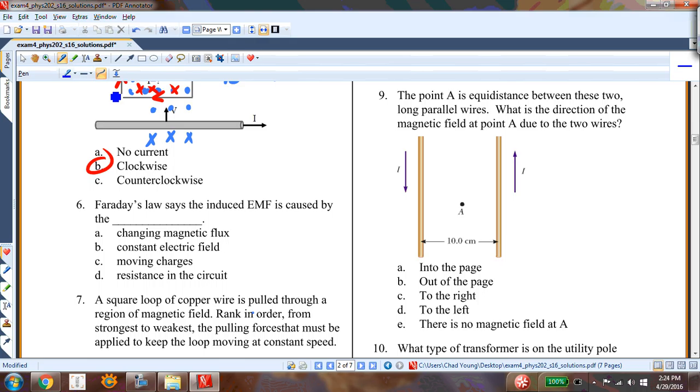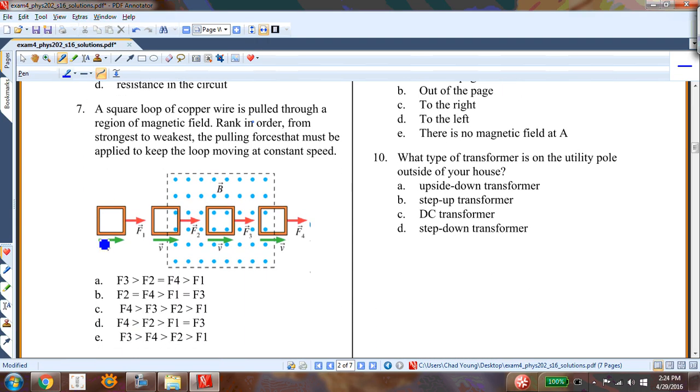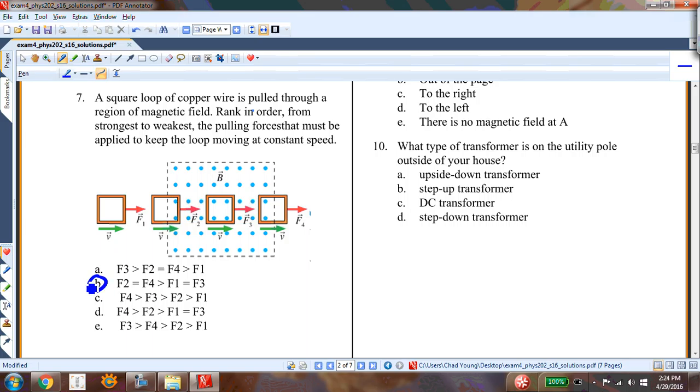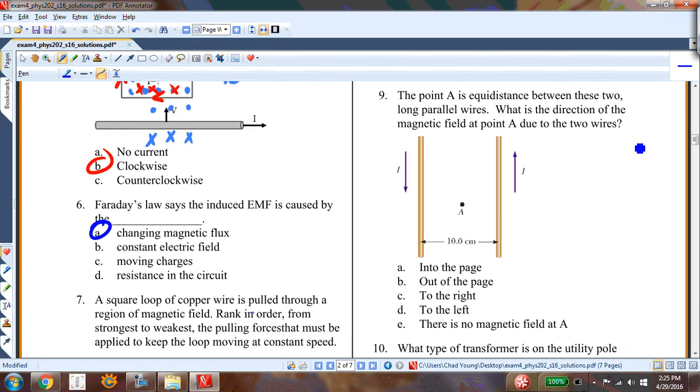Faraday's law says that the induced EMF is caused by a changing magnetic flux. Okay, this is straight from the concept test. The answer here is B. These two will have equal forces, and then these two will also have equal forces. This is on the concept test. Here, an inductor is a coil of wire. An inductor is simply a coil of wire, nothing fancy about it. It's not a resistor, it's not solid state, it's not a capacitor.